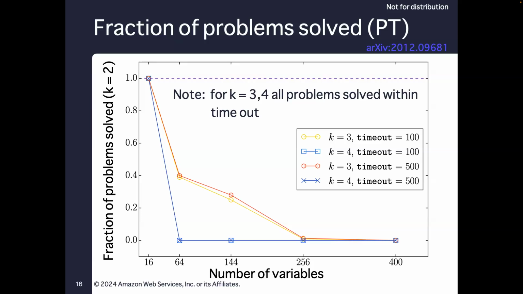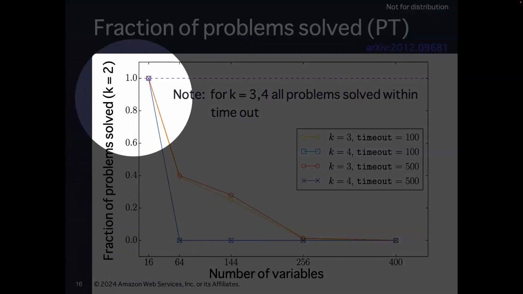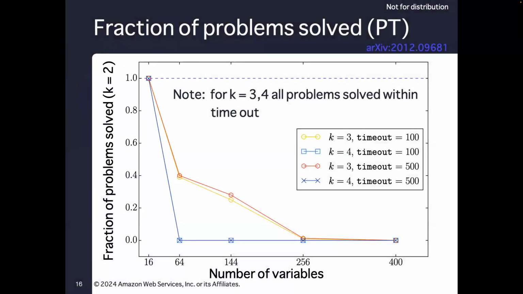But when we looked at the QUBOs, you see that only for the smallest problems, 16, 64, were we able to find the solutions. But then the larger the number of variables was, the harder it was to actually solve these problems. So what happens is that when you convert now a higher order polynomial to a quadratic form, you're actually making your problems harder.